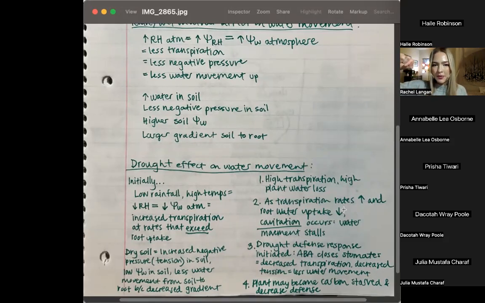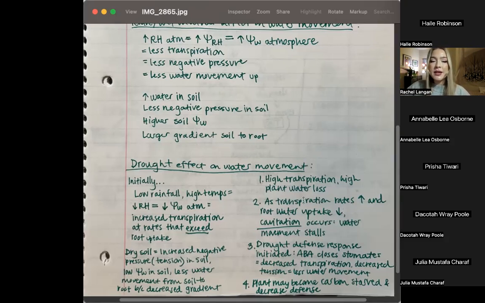That's going to cause an air bubble in the xylem. And that's going to be a problem because you need this continuous chain to get movement all the way from the roots all the way up. If you break that chain, there's no way to pull all of that water up together. So that's cavitation. And it's really bad because it stops water movement through the plant. So that's one reason that plants may die from droughts.